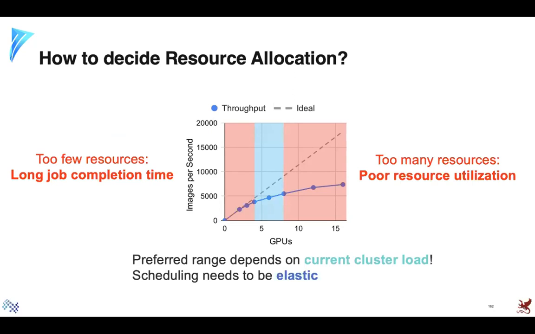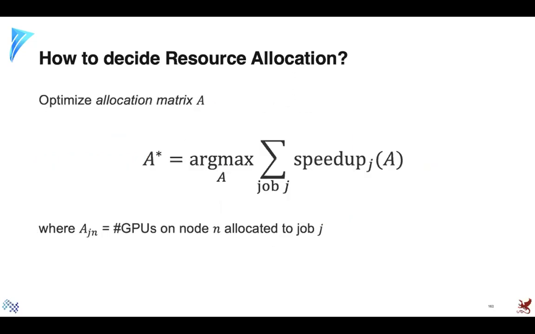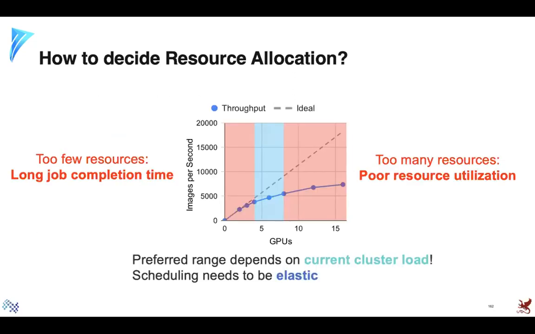And this is a property that's dynamic. So you can think during a normal workday, maybe there are more jobs being submitted during work hours as opposed to off hours. So what this means is that the resource allocations need to be what we call elastic.